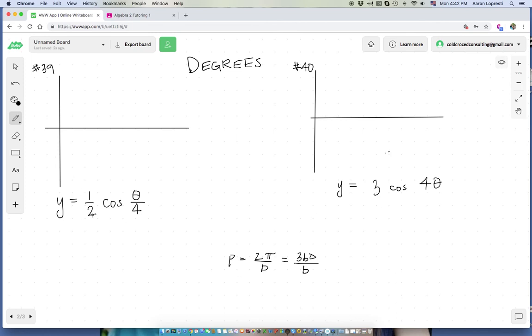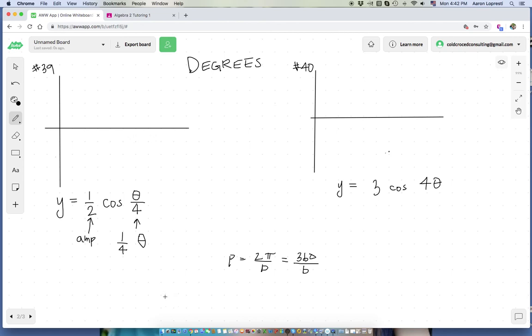Okay, so again, our 1/2 here is our amplitude, which I think about as how high or how loud. Instead of this theta, and theta could be x, it could be whatever, I'm going to think of this instead as 1/4 times theta.